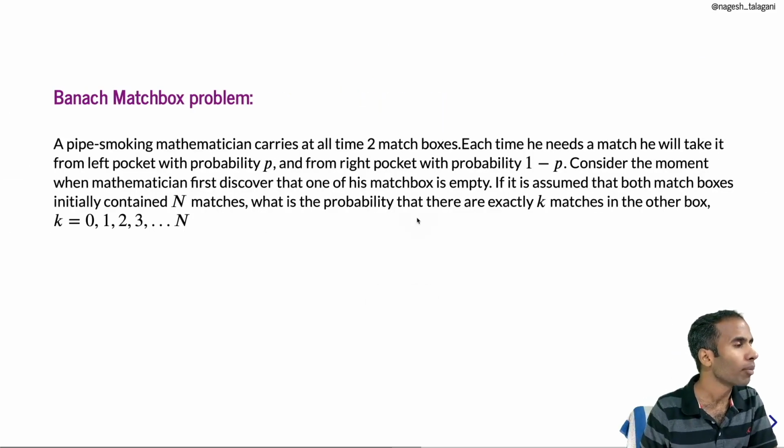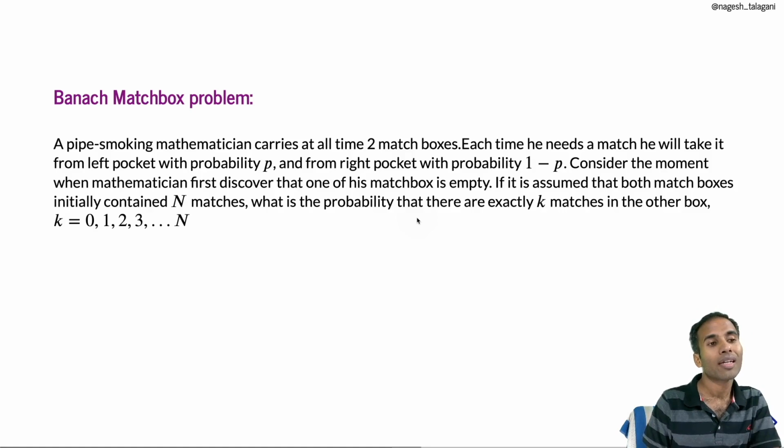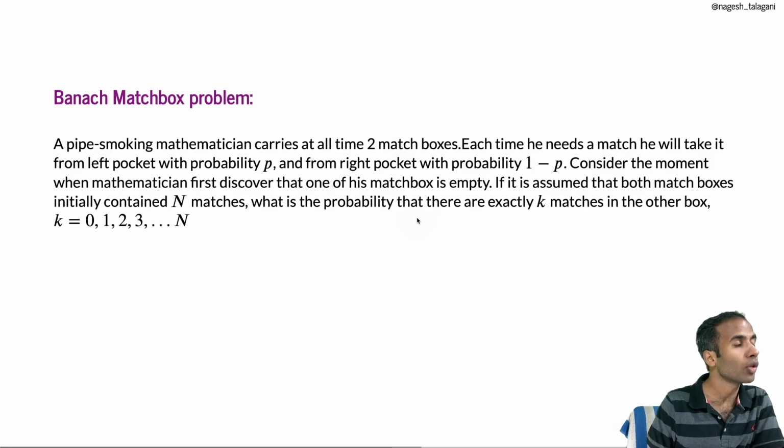Banach matchbox problem. A pipe smoking mathematician carries at all times two matchboxes. Each time he needs a match, he will take it from the left pocket with a probability p and from the right pocket with a probability 1 minus p. Consider the moment when the mathematician first discovers that one of his matchboxes is empty. If it is assumed that both matchboxes initially contain capital N matches, what is the probability that there are exactly k matches in the other box for k equal to 0, 1, 2, and so on, up to capital N?